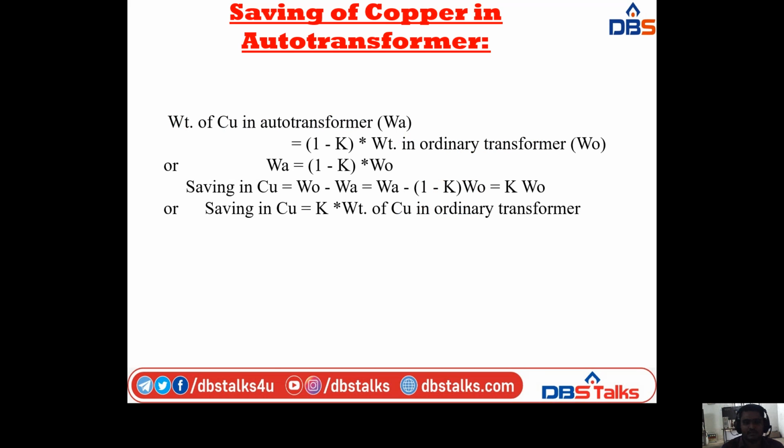So coming to this one, weight of copper in auto transformer, W suffix A, is equal to 1 minus K into weight in ordinary transformer, W naught. Or WA is equal to (1 minus K) W naught. Saving in copper is W naught minus WA, which is W naught minus (1 minus K) W naught, so that is equal to K W naught. From these equations, saving in copper is equal to K into weight of copper in ordinary transformer.